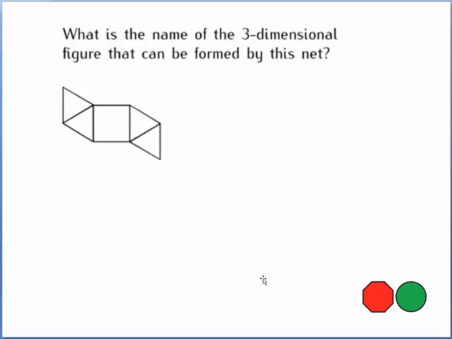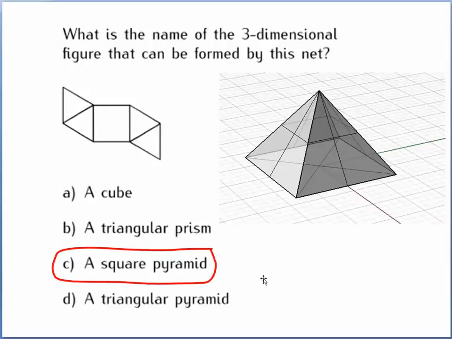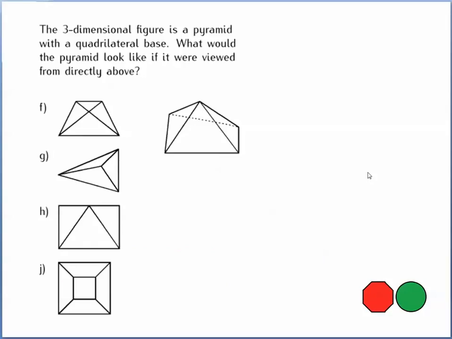All right, this is called a net, and it's when a three-dimensional object is kind of unfolded and laid out to create a two-dimensional object. So here we have a square pyramid net. So if it got folded up, it would look like this square-based pyramid that we have right here. All right, click on the stop sign.